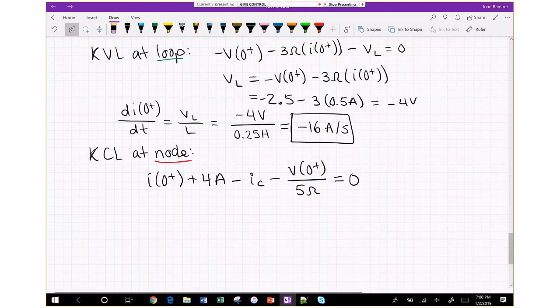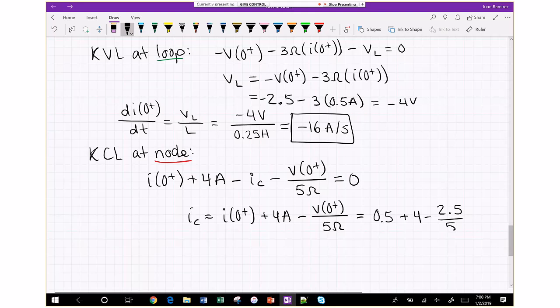Now we can solve for the capacitor current. What do we have? We have this: inductor current plus the 4 amps from the source minus the resistor current, and all that is equal to 0.5 plus 4 minus 2.5 divided by 5, which is equal to 4 amps.